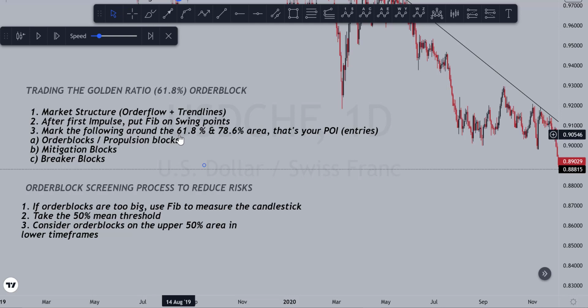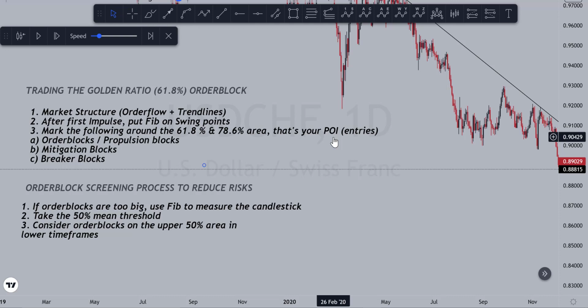Then I want you to identify your areas of interest. Your areas of interest are going to be the 61.8 and 78.6 area. I'm going to explain more on that as we go into our charts. Then in those areas, what I want you to identify is your order blocks, your propulsion blocks, your mitigation blocks, and your breaker blocks in those regions. So make sure you identify those well.